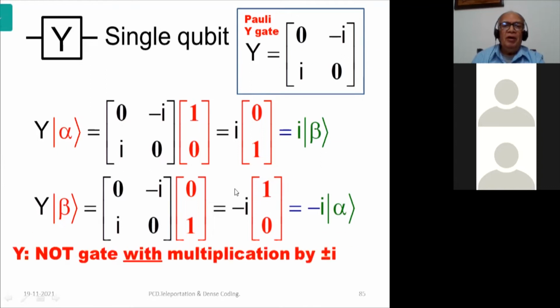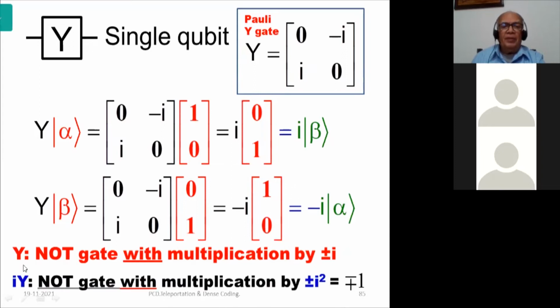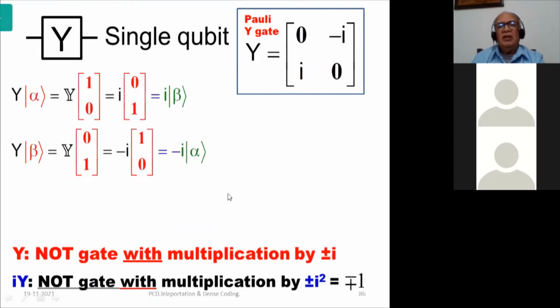But what are we doing? We are doing Y gate with a further multiplication by i. So the iY gate will be like a NOT gate, and multiplication not with plus or minus i, but plus or minus i square, which is like minus or plus 1. So this is the effect of the iY gate.